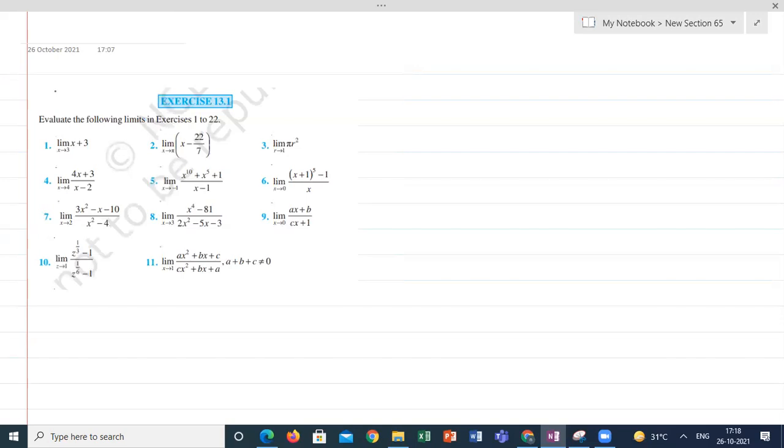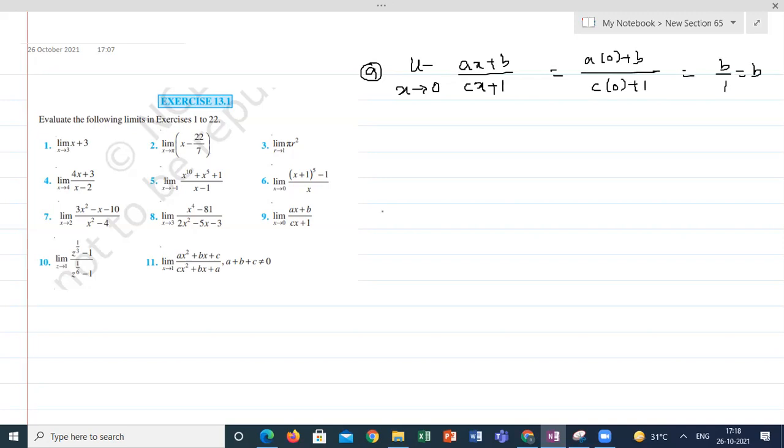Try the next question. What is the answer? Please let me know. It's a direct substitution only. Question number 9. Limit x tends to 0, ax plus b by cx plus 1. So the answer is a into 0 plus b divided by c into 0 plus 1. So b by 1, which is b.